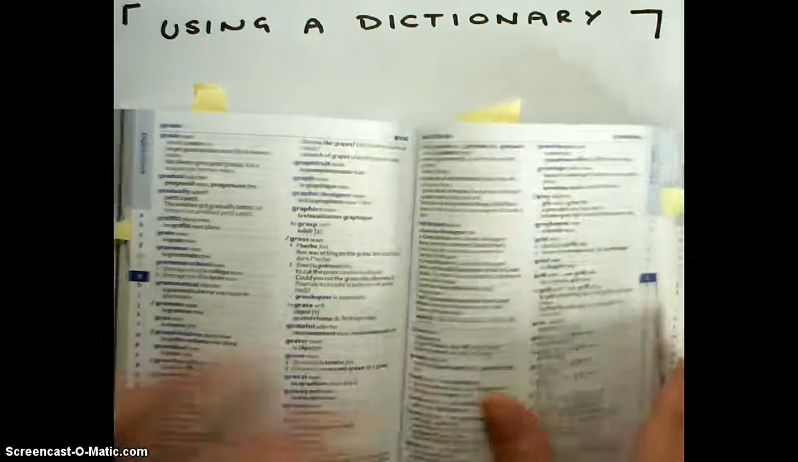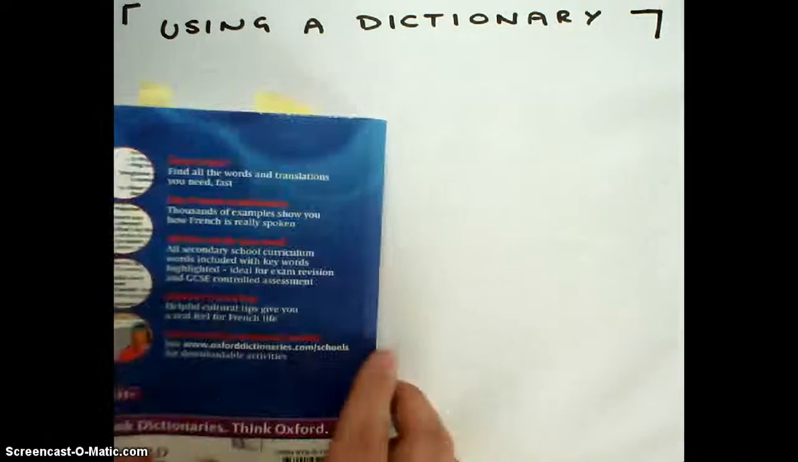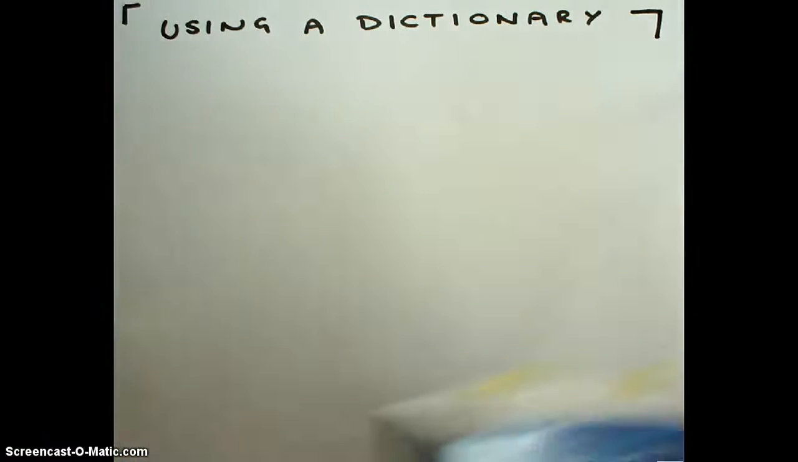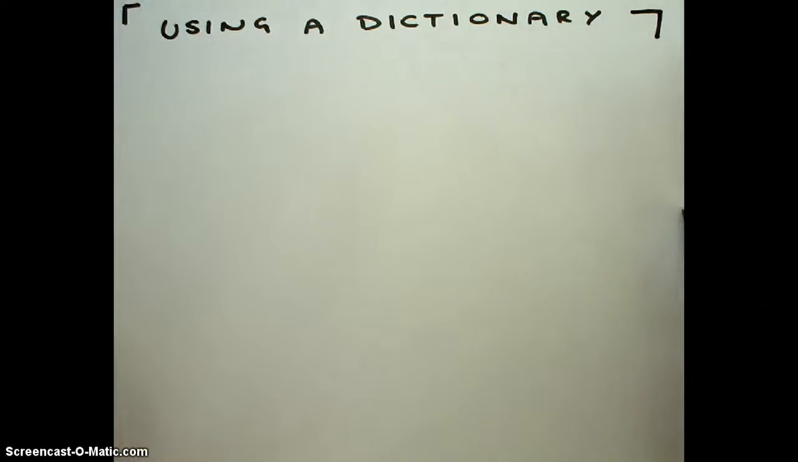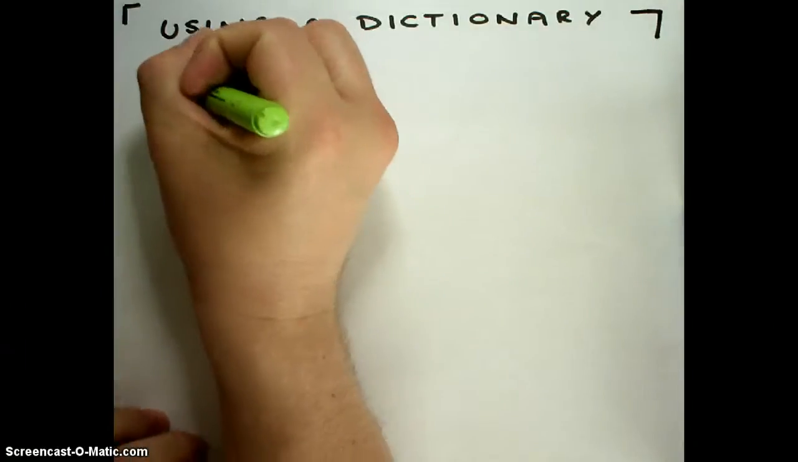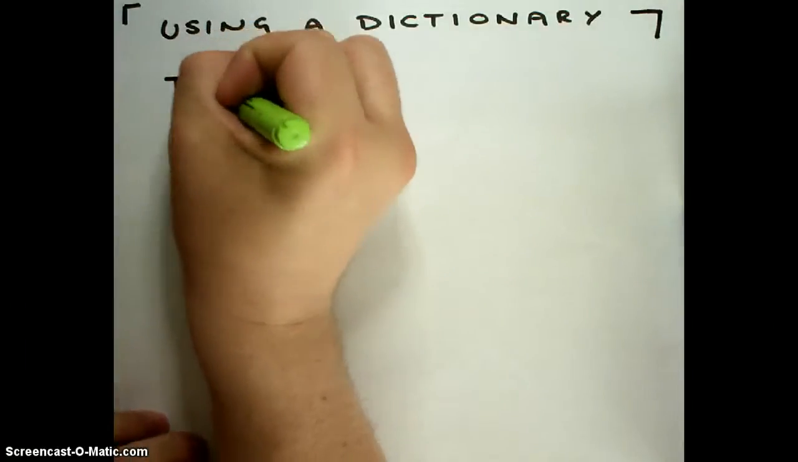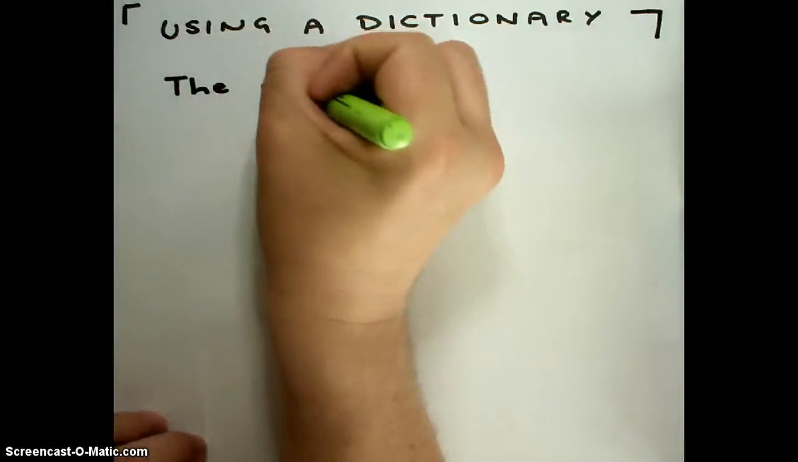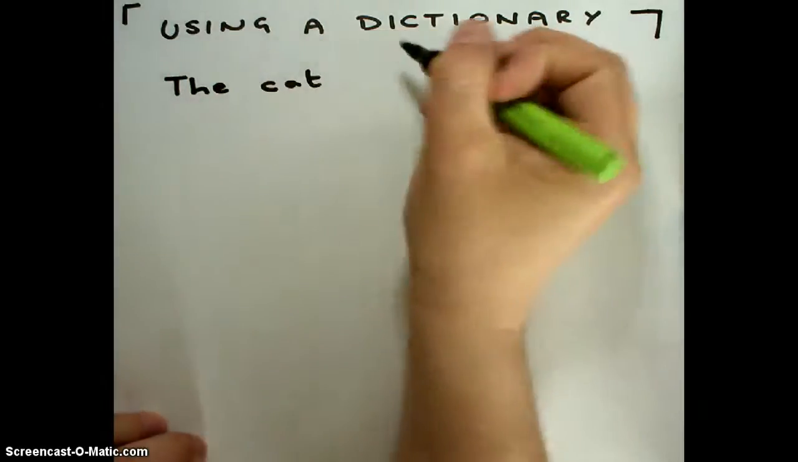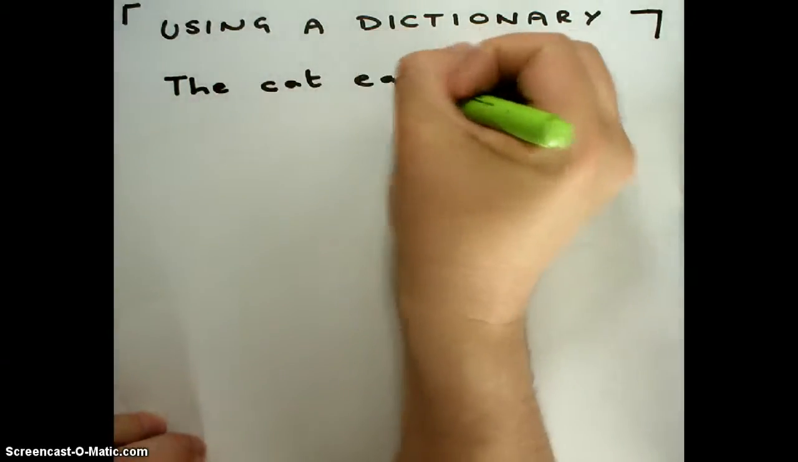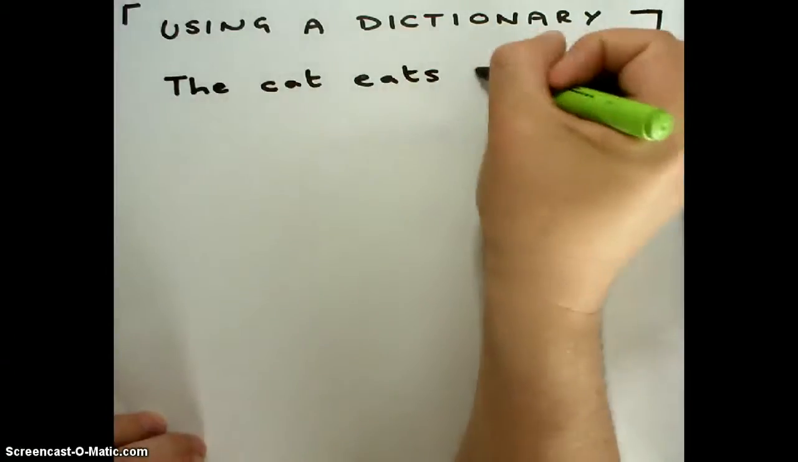So, once we've understood our way around the dictionary, we need to start thinking about some sentences. So first of all, let's pick a sentence that we could translate from English into French. Let's choose a nice simple thing. The cat eats a mouse.